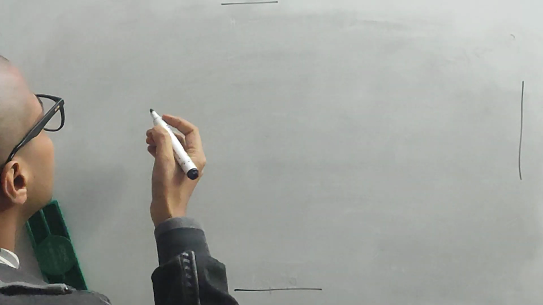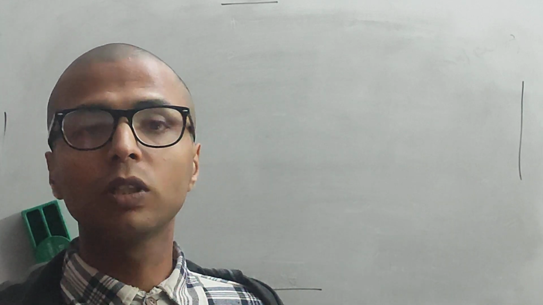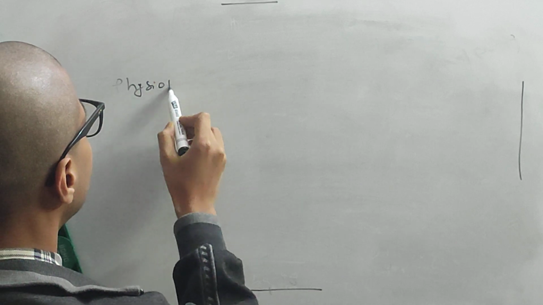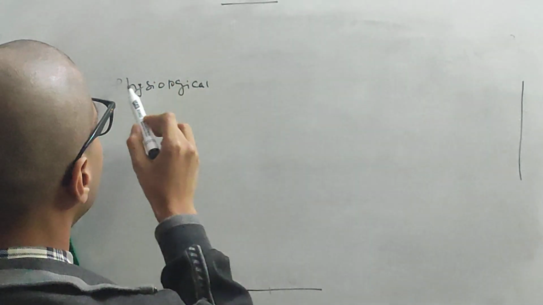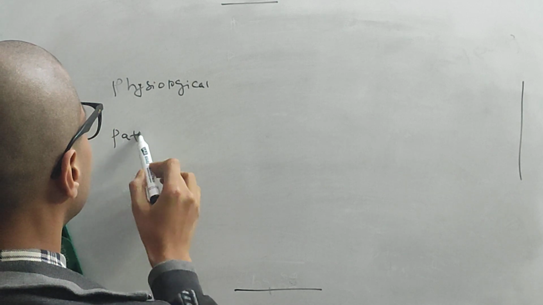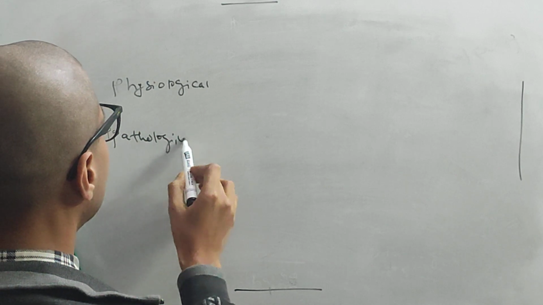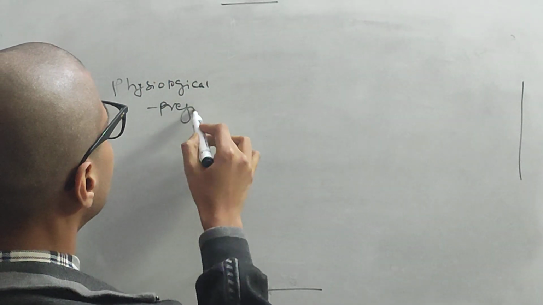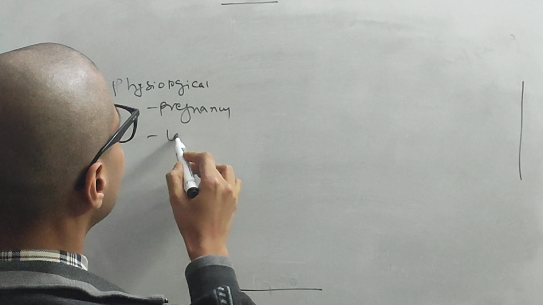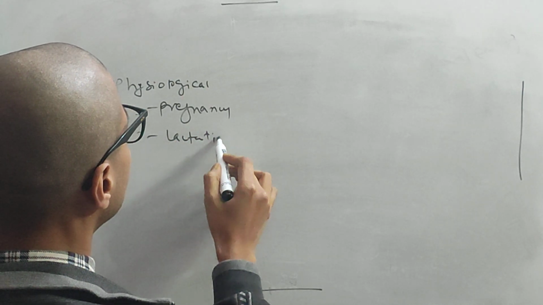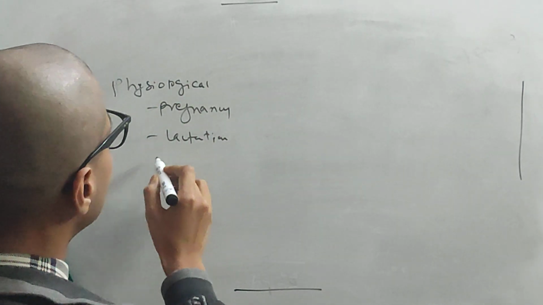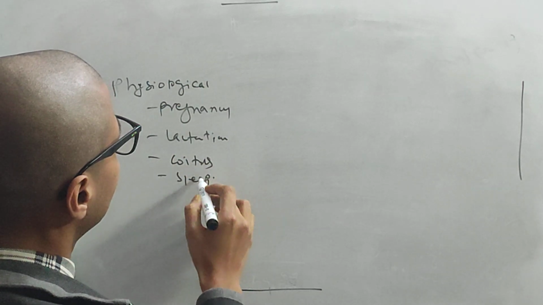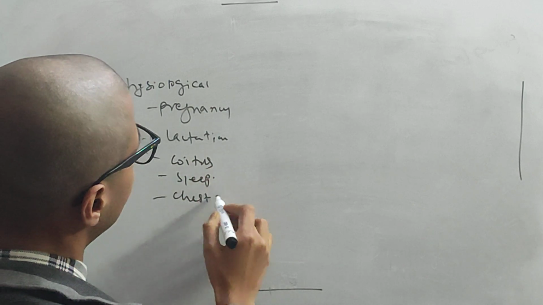So what are the conditions or etiologies of hyperprolactinemia? There are some physiological states where you can get elevated prolactin in the blood, and there are some pathological states where you can see elevated serum prolactin levels. So what are the physiological states? One is pregnancy, another is lactation, lactating mothers you can see elevated prolactin, another is after coitus, after sleep, after chest wall stimulation.